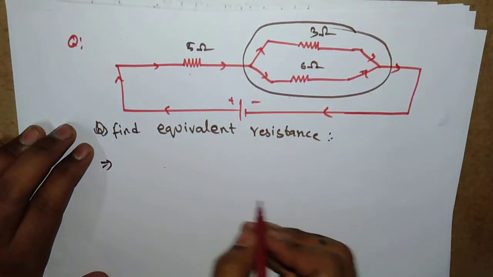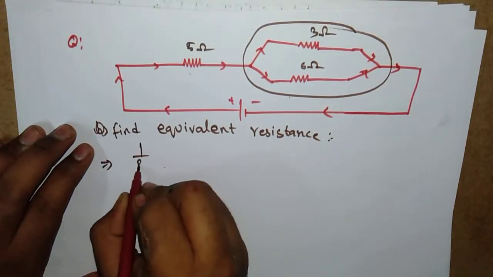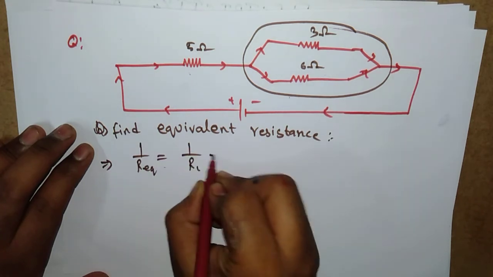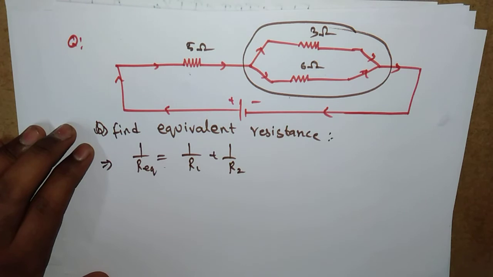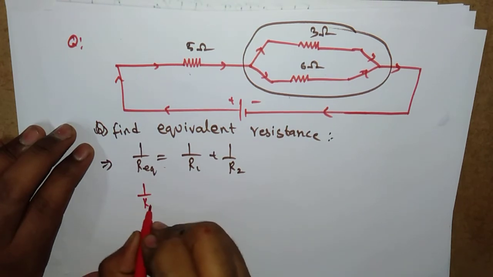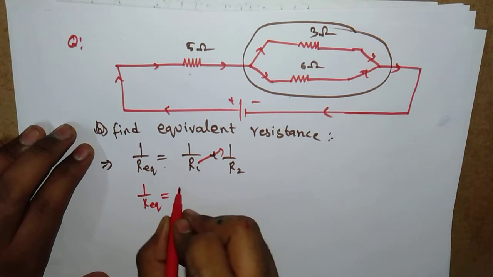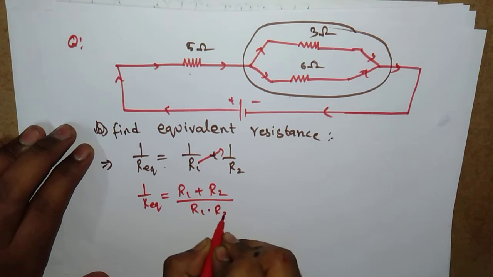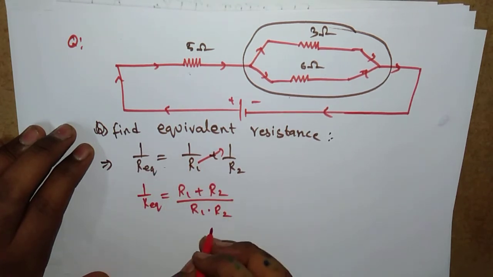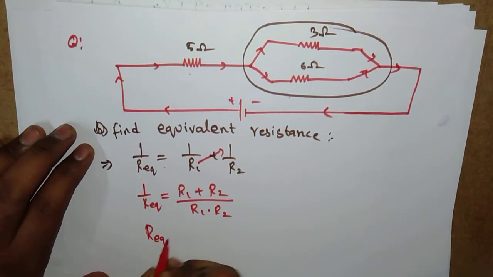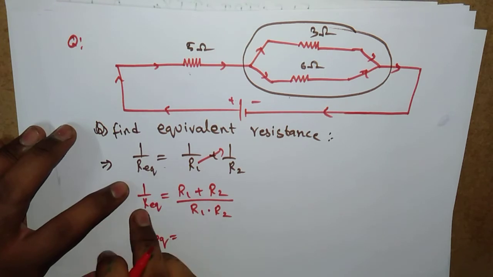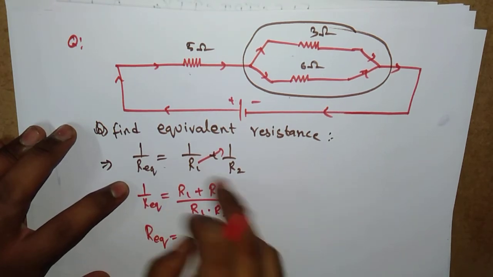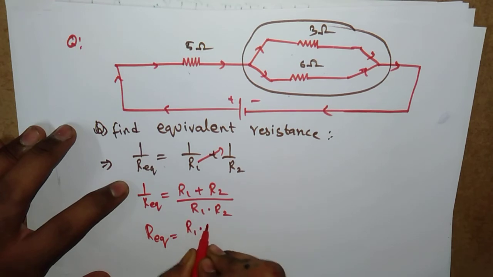So for parallel combination, 1 by R equivalent is equal to 1 by R1 plus 1 by R2. Here 1 by R equivalent is equal to (R1 into 1 plus R2 into 1) divided by R1 into R2. So I am flipping 1 by R equivalent, so R equivalent becomes this, and this term also flips. It will become R1 into R2 divided by R1 plus R2.